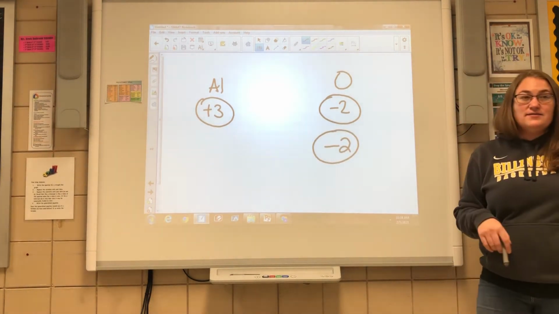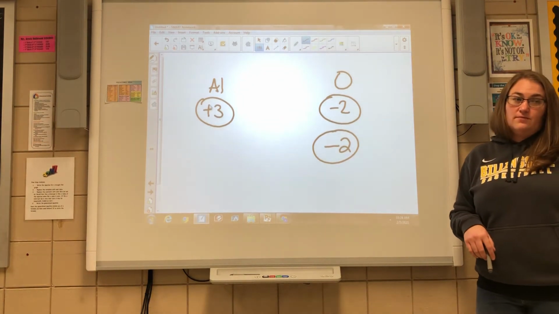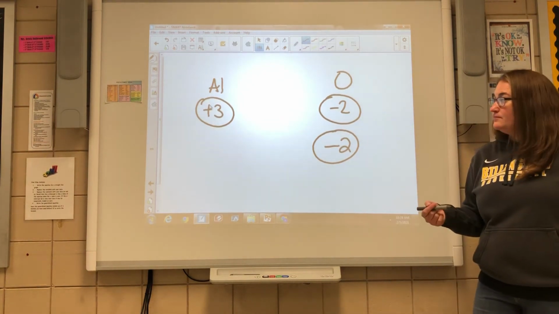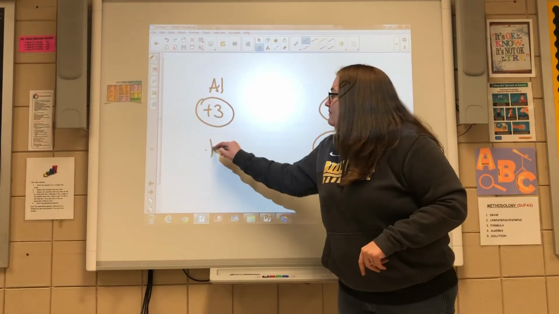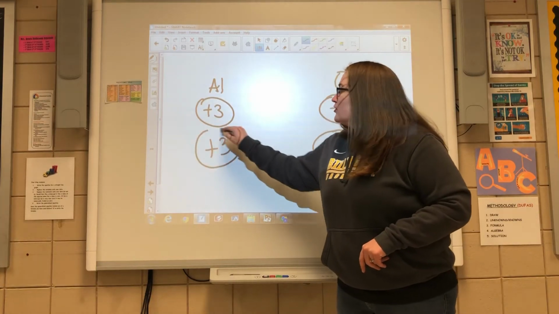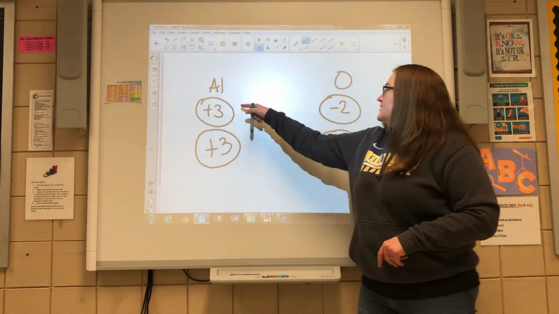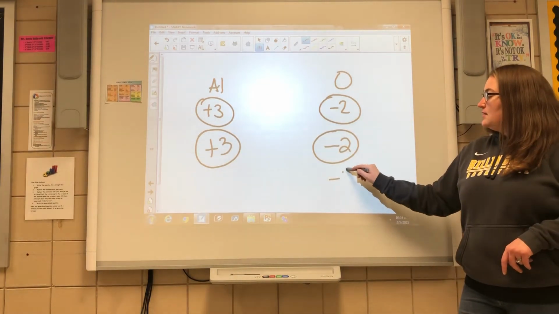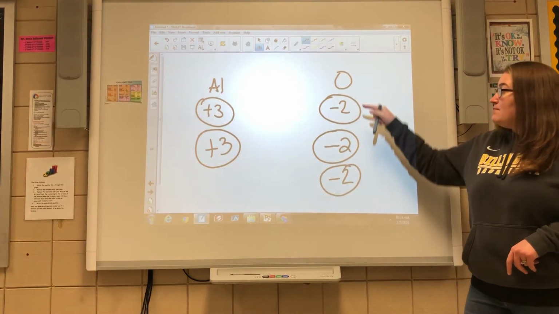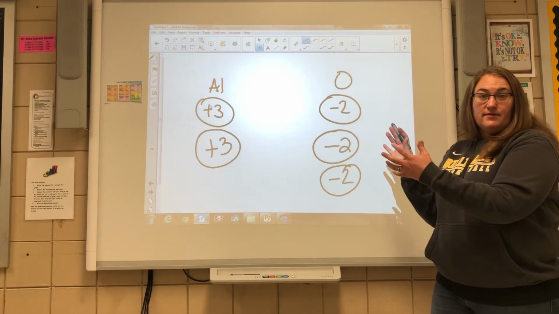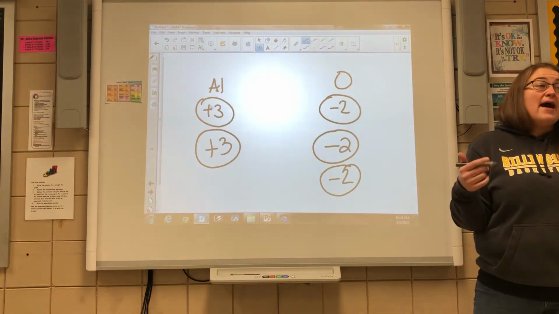Does that balance? No. What do I need? Add 3. And then -2 again. All right, I need another aluminum, which gives me +6. Then -2. Then another oxygen that now gives me -6. Does that balance out to 0? Yes. So now I have what I need.